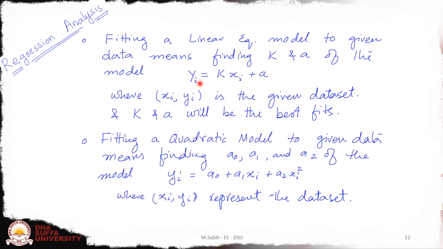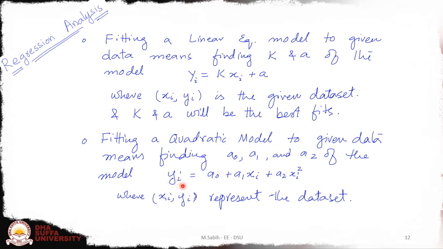So for all the data points, this model should be satisfied, where xi and yi is the given data set, and k and a will be the best fits. Now we can see that the line may not be passing through all of them, so we have to find the best k and a that will make sure that the maximum number of points are passing through this line.